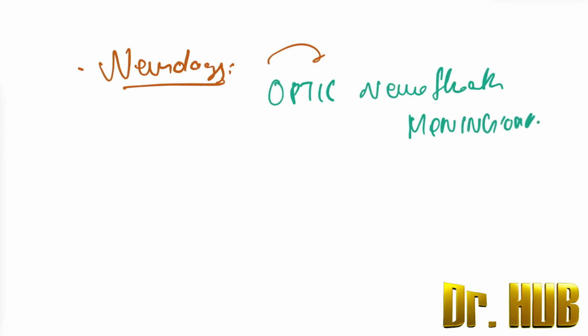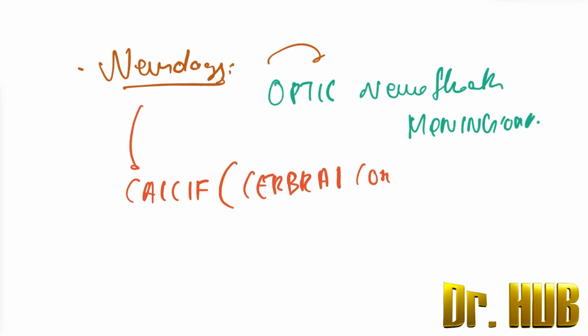And the tram track calcifications in the cerebral cortex. They can also be present as tram track calcification, found in the cerebral cortex, and it indicates Sturge-Weber syndrome.